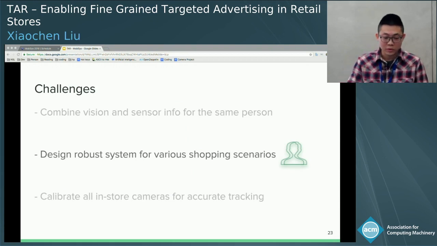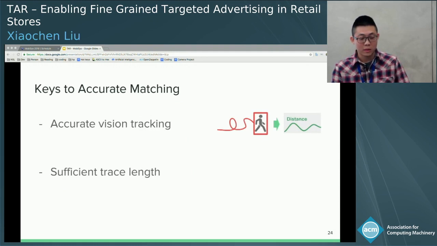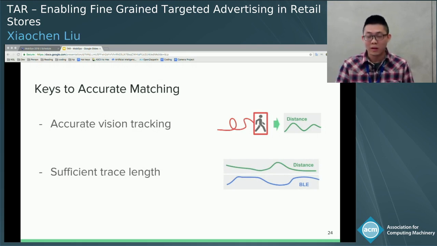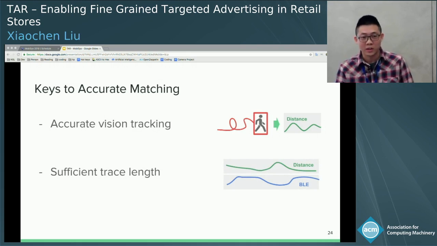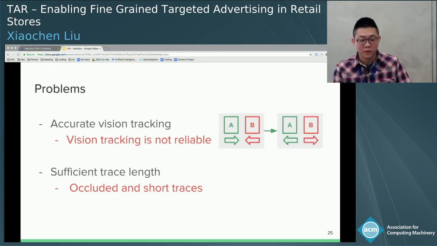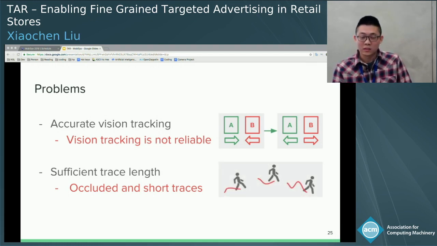Now, I will show how TAR handles corner cases in tracking. There are two important things. The first, the tracking should be correct. And second, the traces should be long enough so we can get high matching confidence. However, vision tracking sometimes fails because of people crossing each other, occlusion, etc. The trace length is also not guaranteed, since one person may appear in a video only for 1 to 2 seconds.